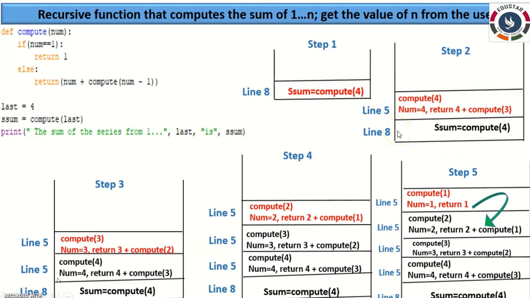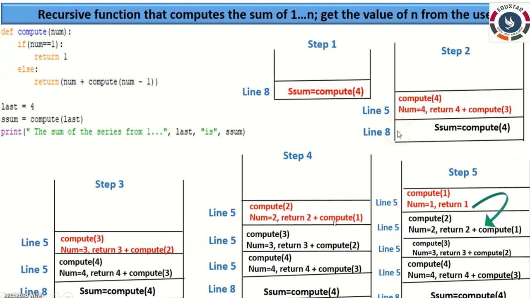What is the third step? Again it will be called, correct? This time num equal to 3, return 3 plus compute 2. So now it will be added, and again we are calling line 5 only, because this is a recursive function calling itself. So as long as the condition is false, only line 5 will be executed each time.